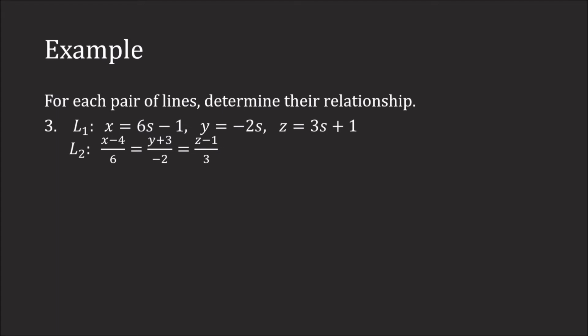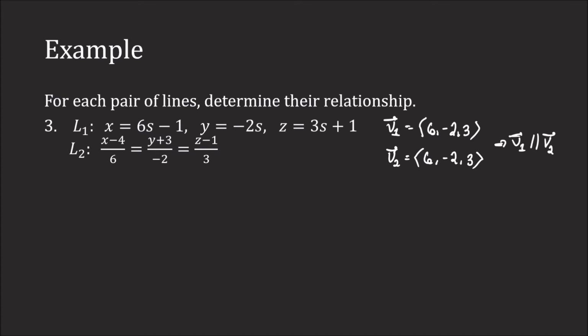What about these two lines? So again, we're going to need direction vectors. So v1, the first direction vector, is 6, negative 2, 3. The second direction vector is 6, negative 2, 3. Oh, these two vectors are equal, which means that they're parallel.